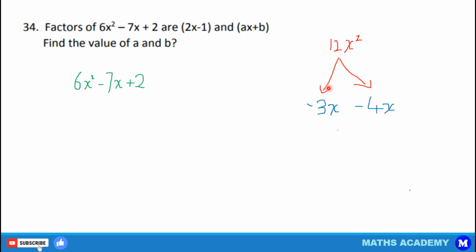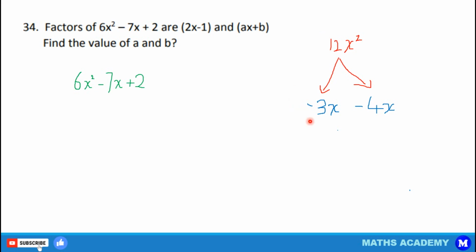This is how it's done. We multiplied the first term and the last term, that is 2. 6x squared into 2 is 12x squared, that is plus 12x squared. And now we should match this 12x squared with minus 7. So you should have two numbers, and if you multiply those two numbers, you should get 12x squared, and the sum of those two numbers should be equal to minus 7.